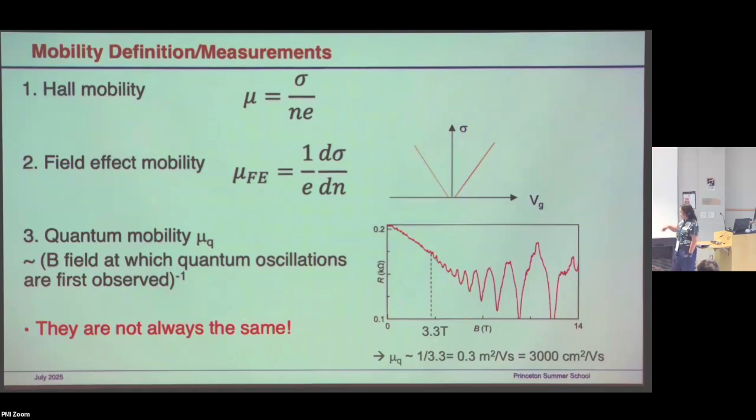Quantum mobility tells you how the electrons have to make several cyclotron orbits before they scatter, so that measures something different. They are not always the same. A lot of times, especially when you study the quantum Hall effect, quantum mobility is what's really important.